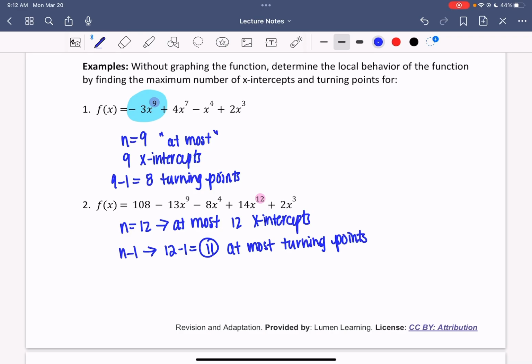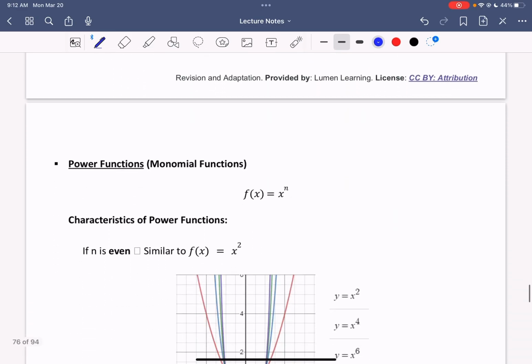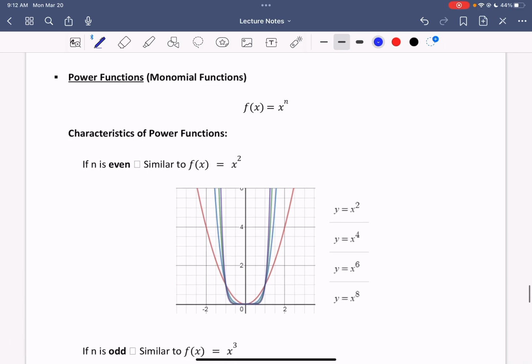Now we're going to take a break from identifying this, and let's go back and look at some parent functions. When we look at the basics of what these polynomials will look like, we're going to look at power functions, or the monomial functions. We're just looking at what f of x equal to x raised to some power does. And then we'll add in our other pieces later.